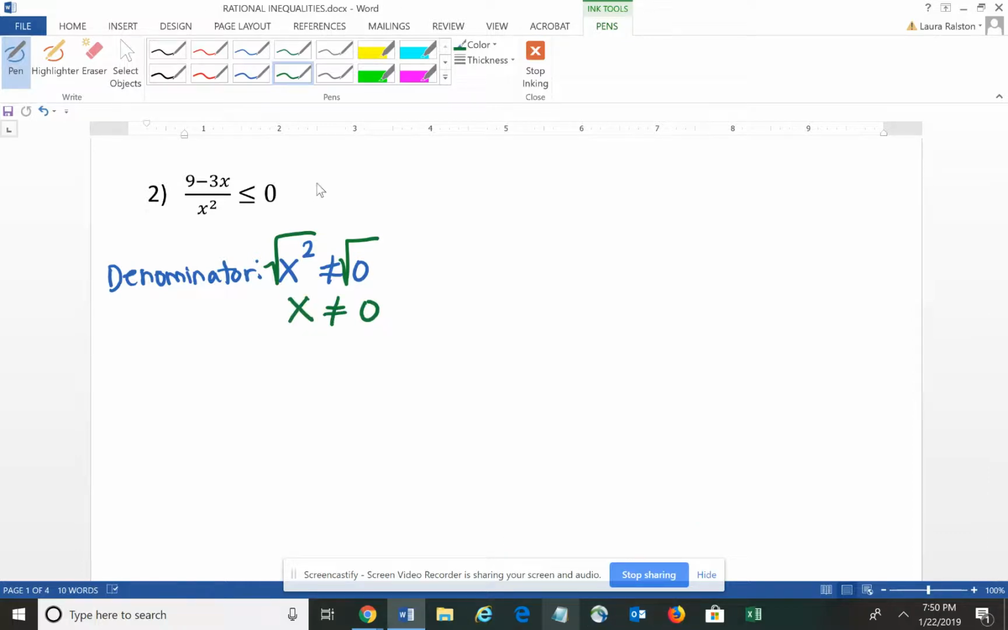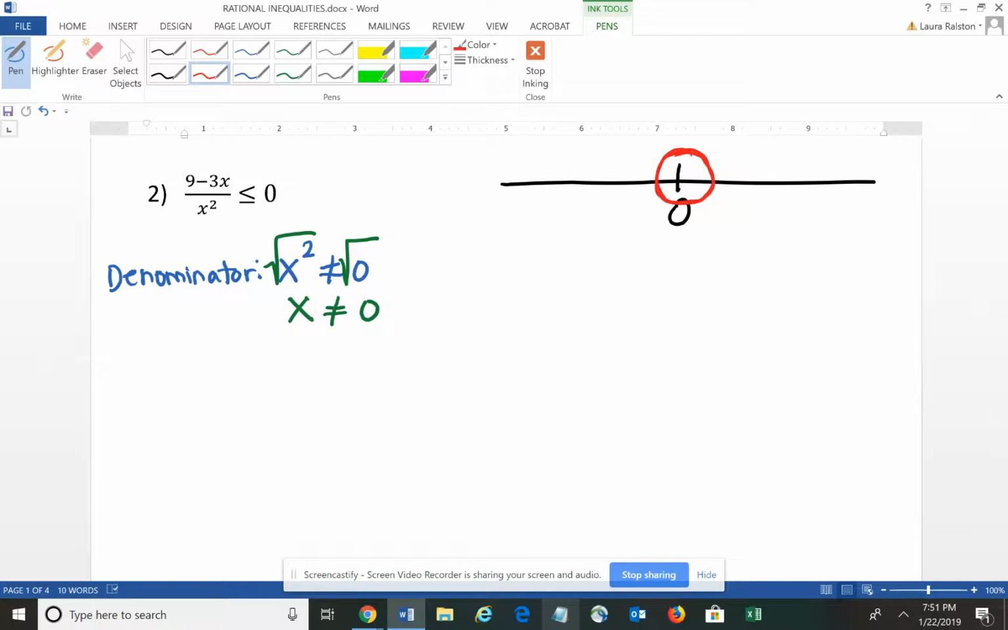0. So if I begin to think about my number line off over here to the side, I know that 0, I cannot use 0 because that would cause my denominator to be 0, and I also know that that value cannot be used in the equation overall.